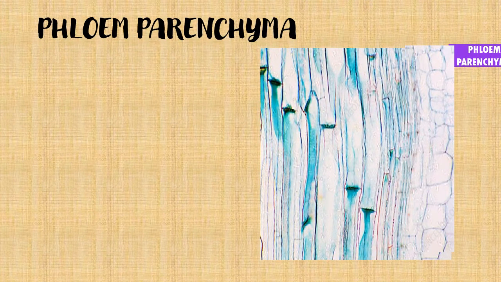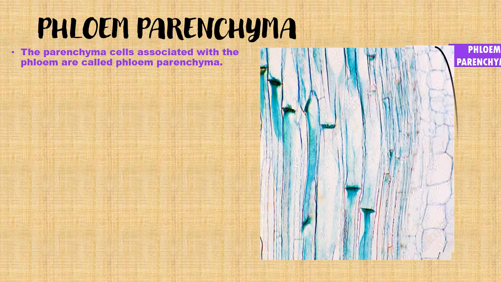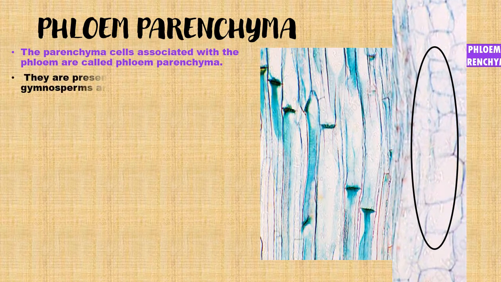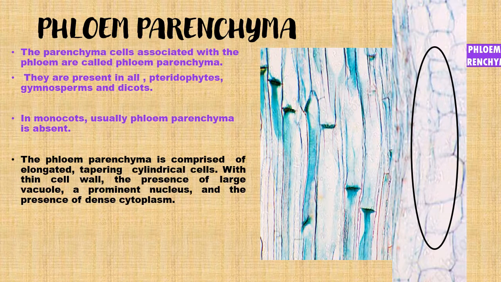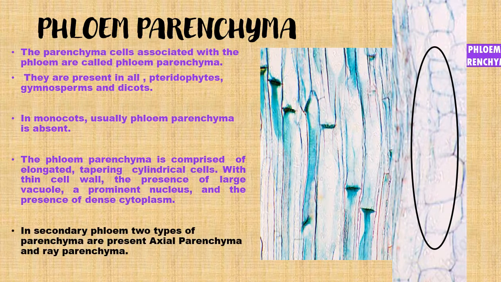Phloem parenchyma is another type of phloem element. They are present in all pteridophytes, gymnosperms and dicots. But in monocots, phloem parenchyma is absent. The phloem parenchyma is comprised of elongated and cylindrical cells. They are like normal parenchyma cells, which have a very thin cell wall, large vacuoles and a prominent nucleus, and they also have dense cytoplasm.